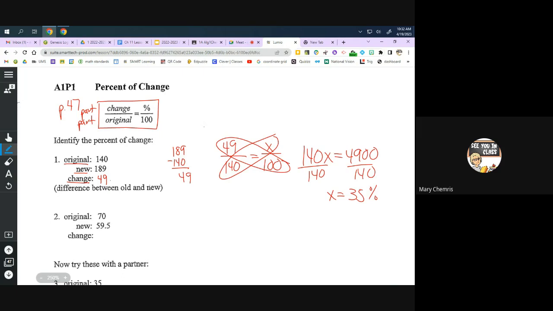And let's think about why we know it's an increase. If the price was originally 140 and now it's 189, that's an increase, right? So just logically decide whether it's a percent increase or decrease. So let's look at the next one.